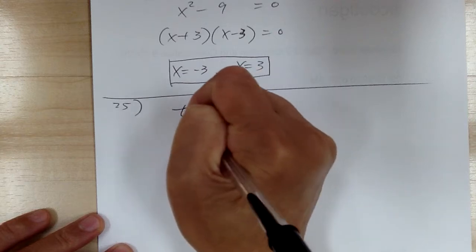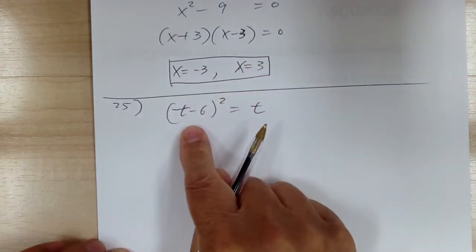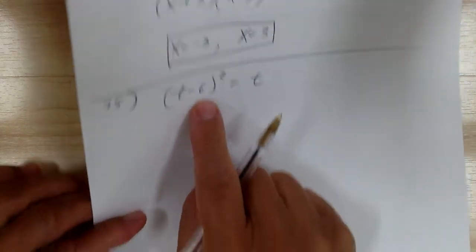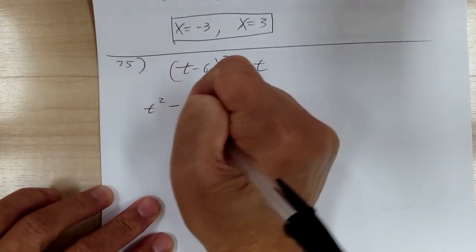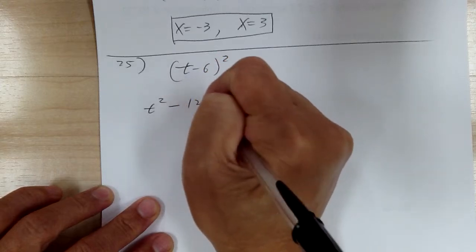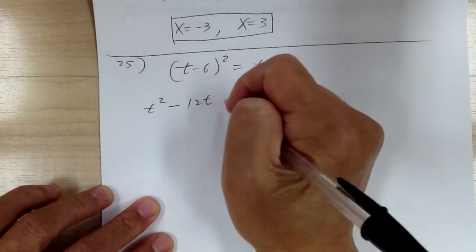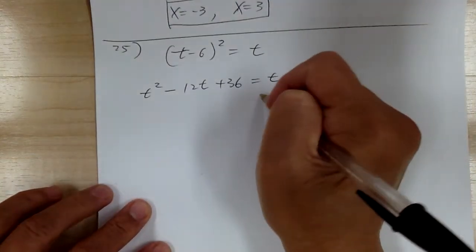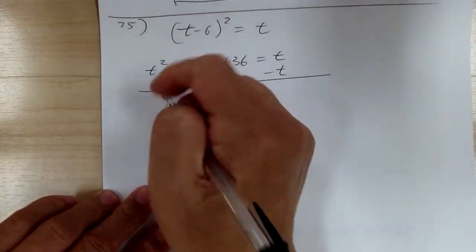You have t minus 6 squared equal to t. So again, this is factored, but it's no good because this side is not equal to 0. So you have to undo the factoring. So go and multiply out. So you're going to get t squared minus, remember the middle term came from multiplying this together, right? So it'll be negative 12t. And you square that, you get plus 36 equal to t. Then minus t on both sides. So you have to make the right hand side equal to 0.